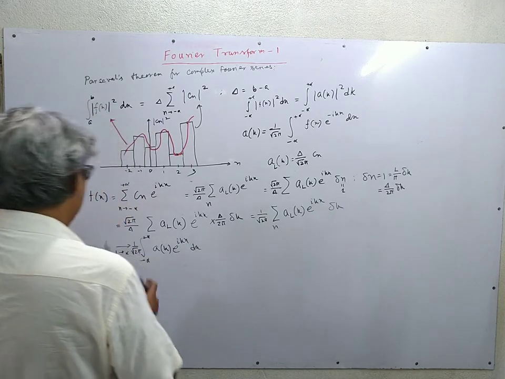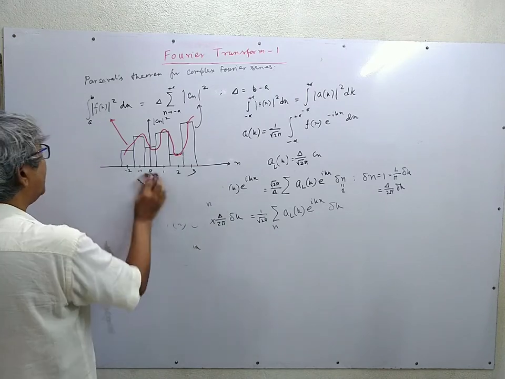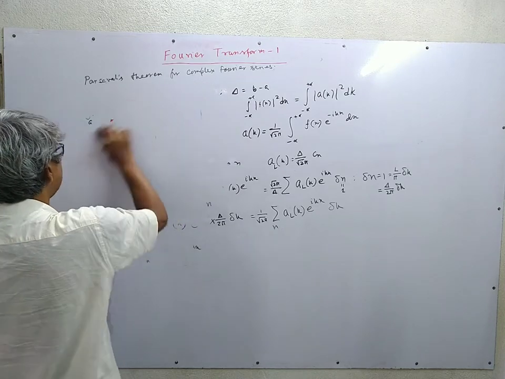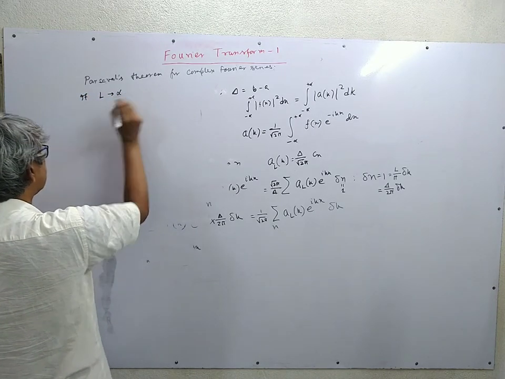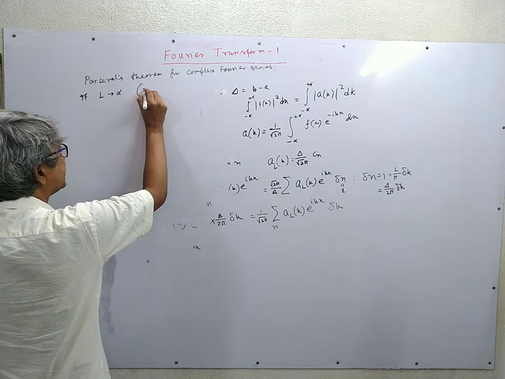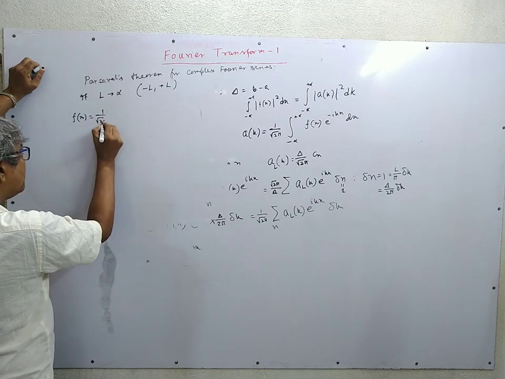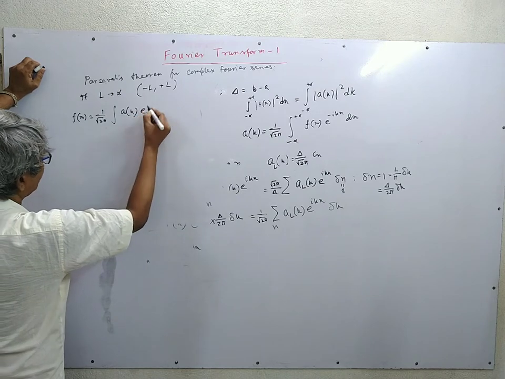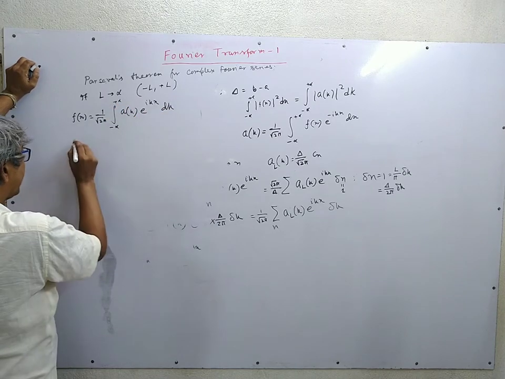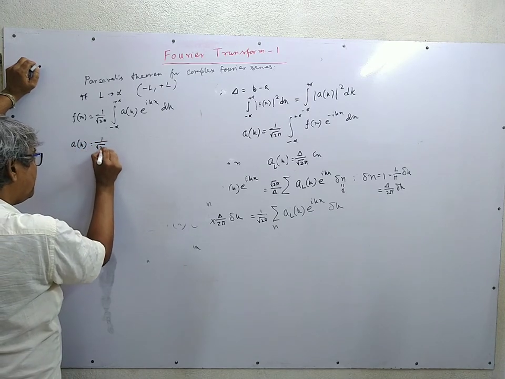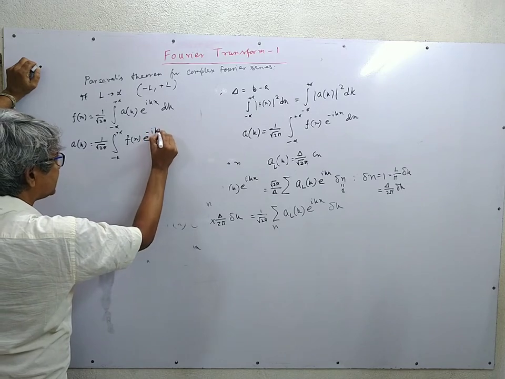So we find that, we conclude that if we define a function f of x within symmetric limits, then if L tends to infinity and the system is defined within plus minus L, then we can write f of x is equal to 1 upon root 2 pi integration a of k e to the power ikx dk from minus infinity to plus infinity, where a of k is governed by 1 upon root 2 pi, minus infinity to plus infinity, f of x e to the power minus ikx dx.